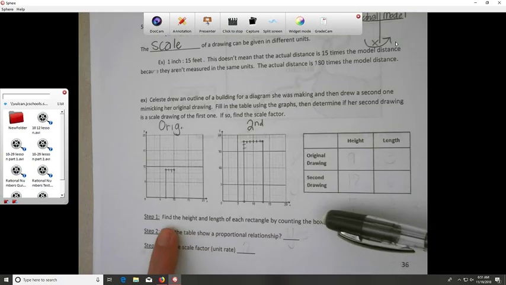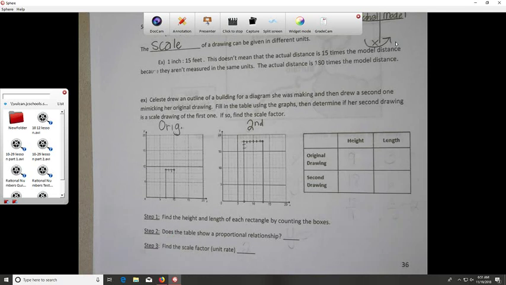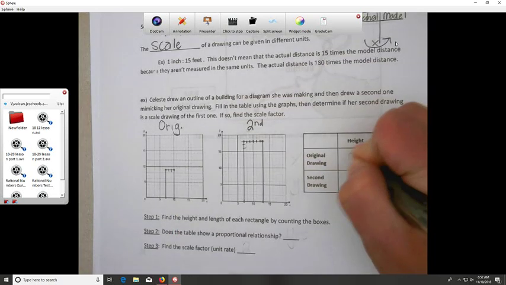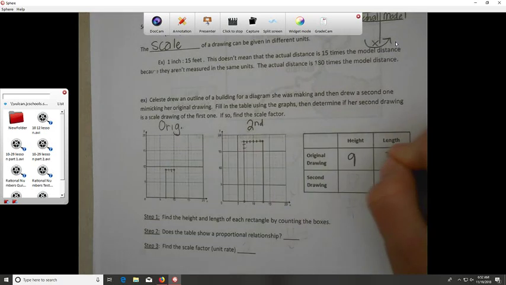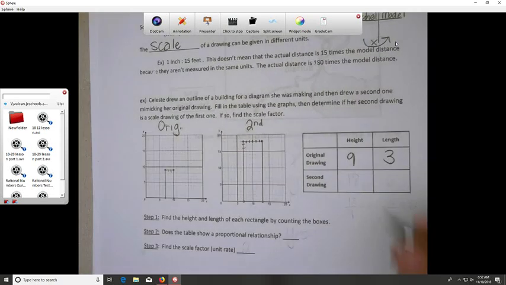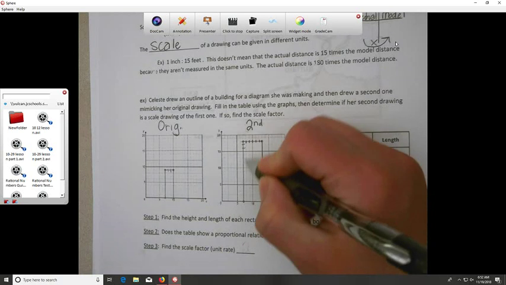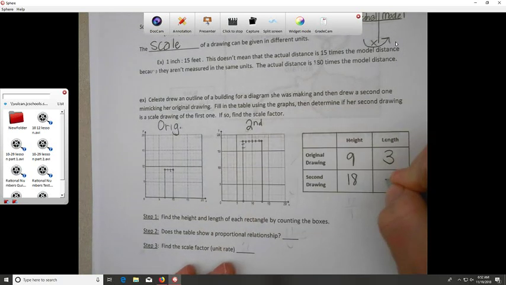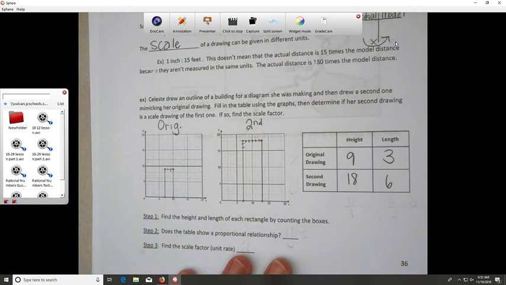Step 1 says find the height and length of each rectangle. If I just count the boxes, this one is 9 for the height and 3 for the length or width, whatever you want to call it. And then this one, if we look at the height, that would be 18. And then our width here, or length, would be 6. Alright, so I filled that in.